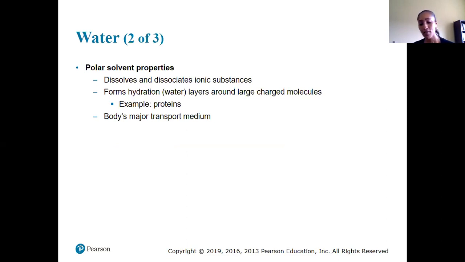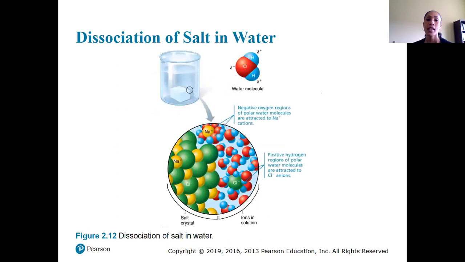Also, because of water's polarity, we're able to use water as a transportation medium. And like I said earlier, because water is polar, it allows ions to dissociate and break apart. Think about putting salt in water. We're able to break apart sodium chloride into ions, sodium and chloride, and have it mix in with water to form a solution. And here we have that same example of sodium chloride and water.